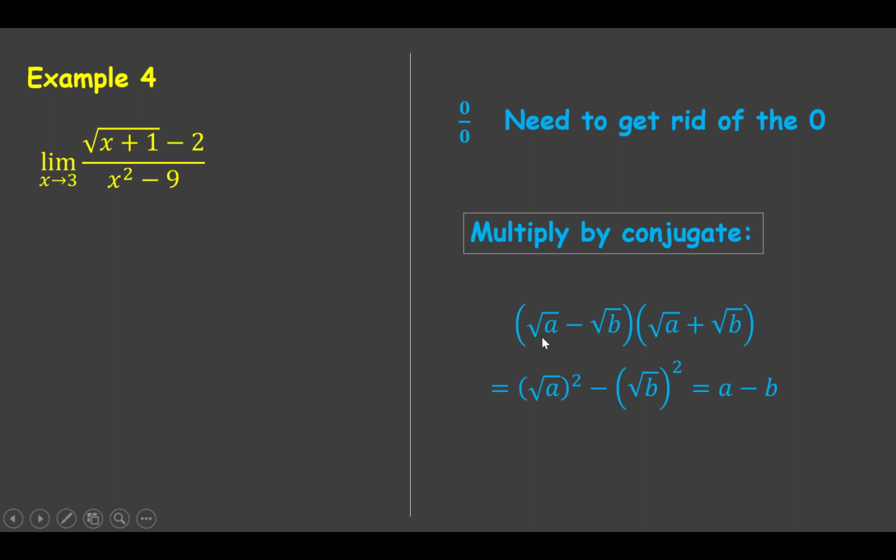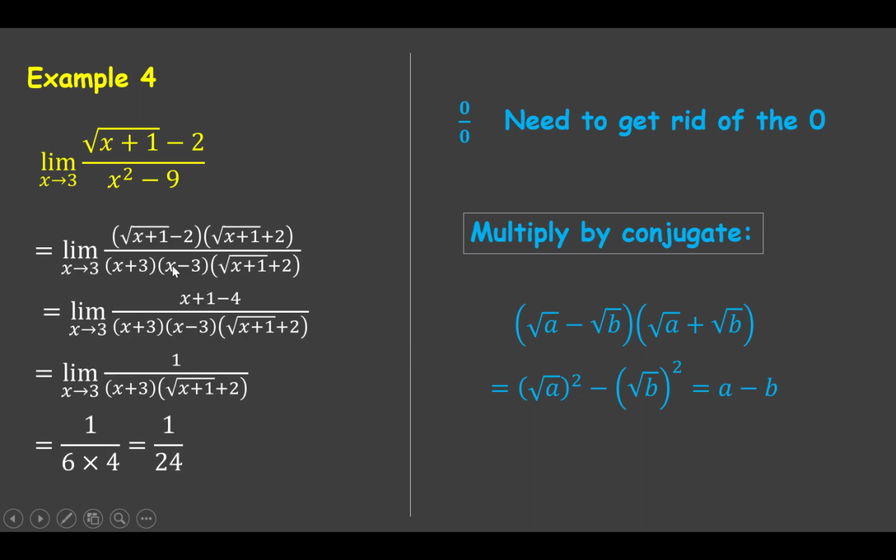So if you have the square root of a minus the square root of b, its conjugate is the square root of a plus the square root of b. When you multiply those two, what happens? Well, apply the formula: a plus b times a minus b equals a squared minus b squared. So this becomes the square root of a squared minus the square root of b squared. Now square root and square cancel, so this is a, and this becomes b. So apply this idea to here.